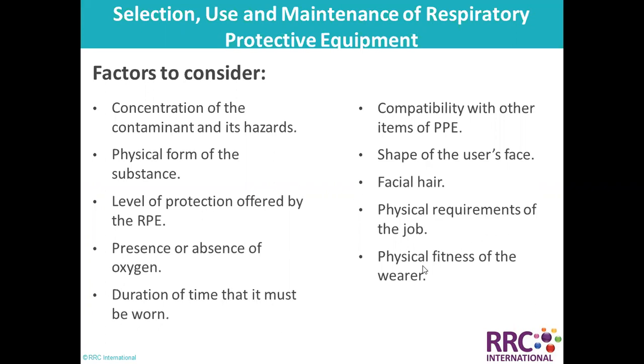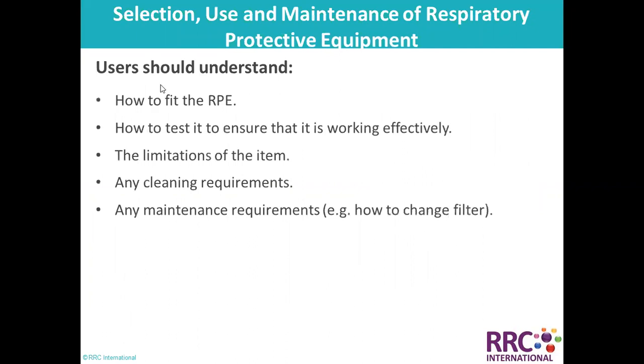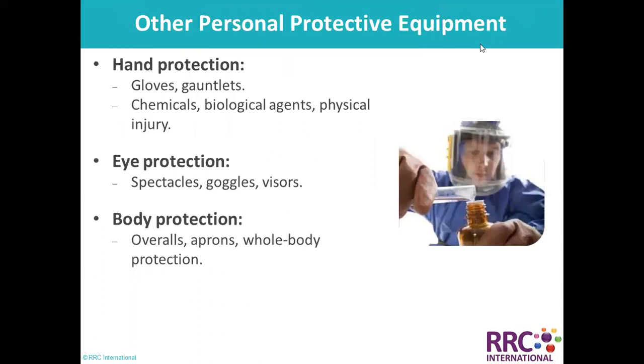So physical requirements of the job, physical fitness of the wearer is also important. Users should understand how to fit the RPE, how to test, what the limitations are, cleaning requirements, and most importantly, the maintenance requirements, especially how to change filter. Other personal protective equipment, we have hand protection, eye protection, body protection. You all know already, mashallah. And that is why all 16 sections of the safety data sheet are important, because from there we can get what kind of PPE we have to use.